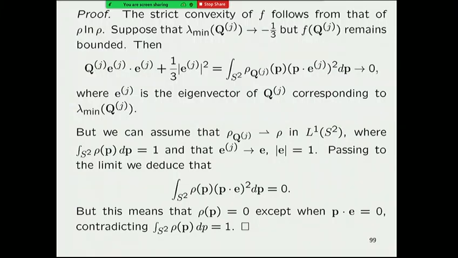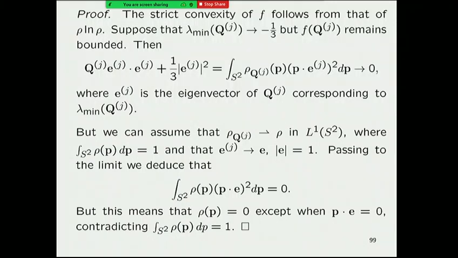So here we've got an integral. This is going weakly, and this is going uniformly to p dot e squared. And so you can pass to the limit. You get this. But that means that rho has to be zero, except when p dot e is zero. And that's not possible because that's a great circle, and then the integral of rho wouldn't be one.